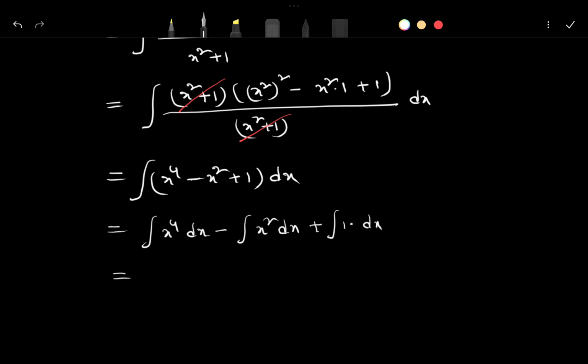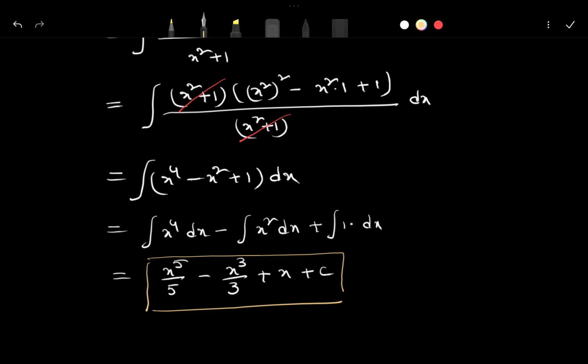So what is the integration of x to the power of 4? That will be x to the power of 5 by 5 minus x cube divided by 3 plus integration of 1 into dx, that is x plus c. So your final result will be x to the power of 5 by 5 minus x cube by 3 plus x plus c.